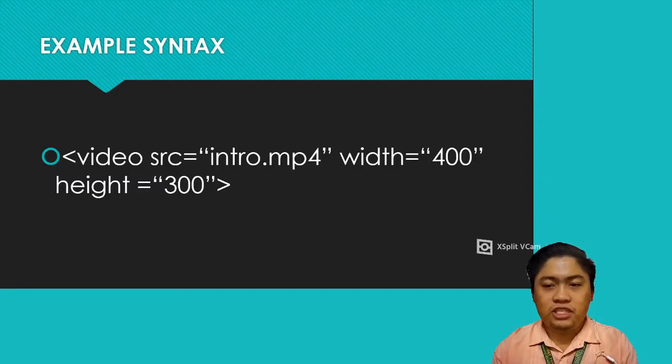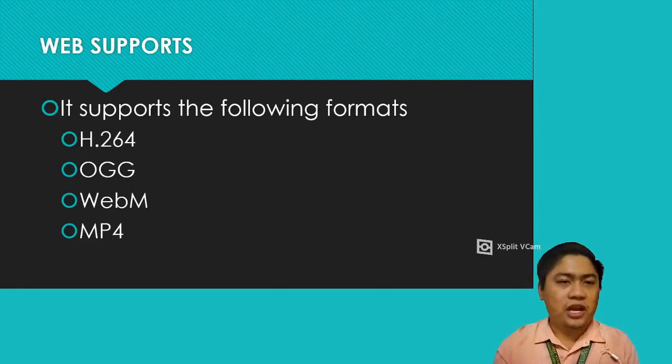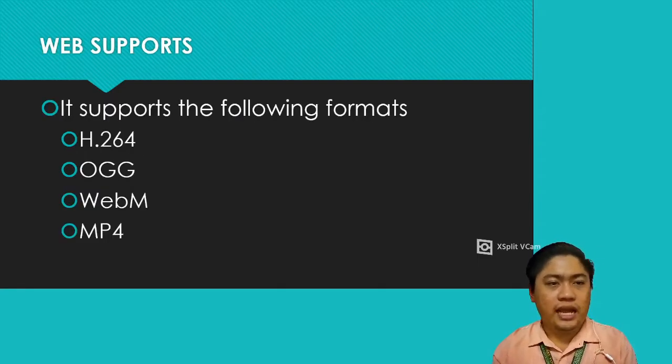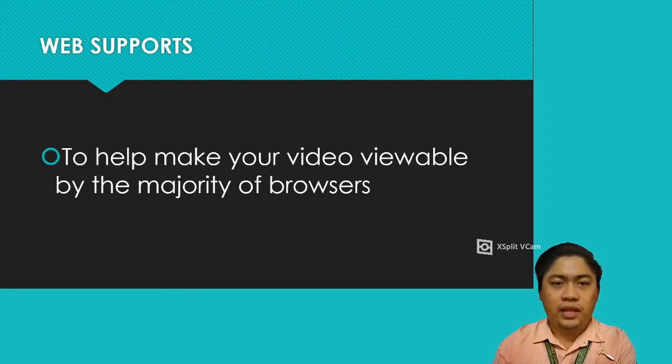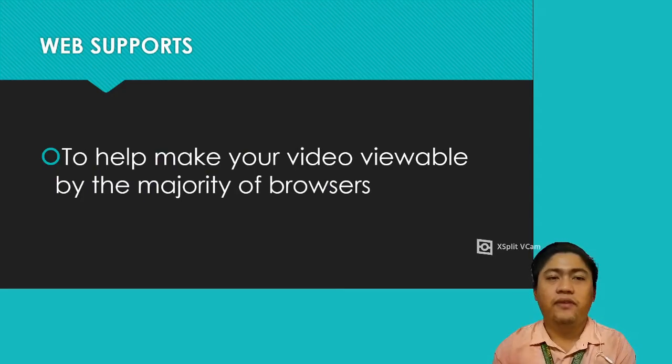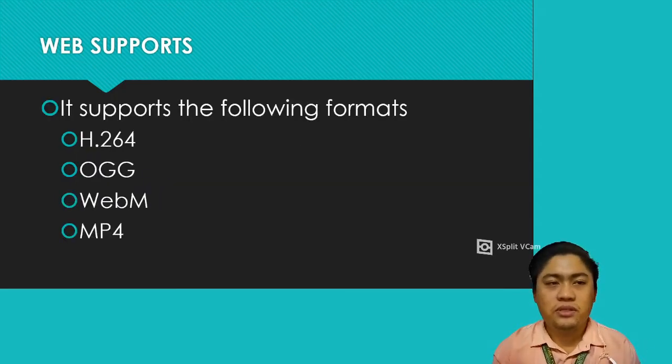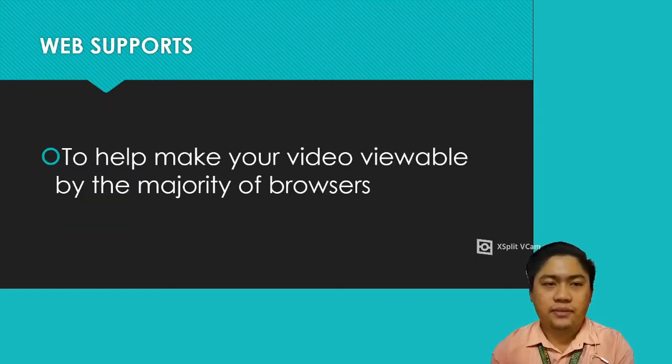Now, the best way to specify the video format is by using the type attribute. You can also use the codecs attribute to specify the codecs. It supports the following formats: H.264, OGG, WebM, and MP4. Now, to help make your video viewable by the majority of browsers, you will use these formats.